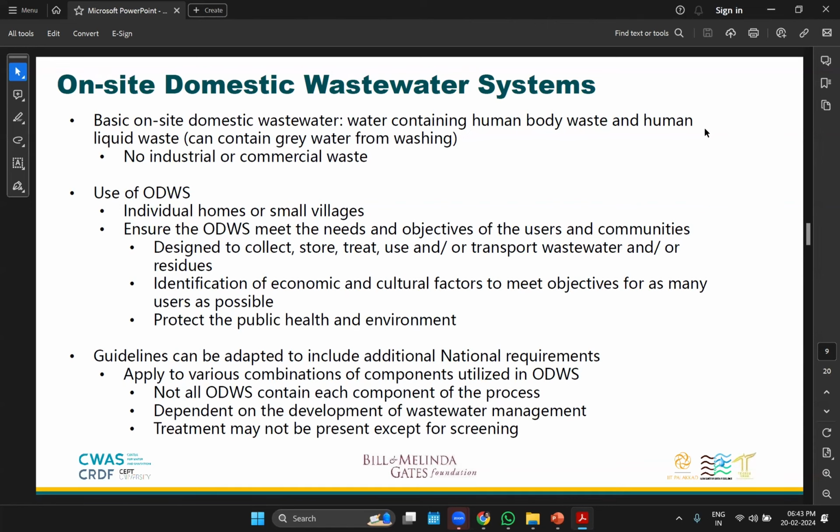In terms of guidelines, because this is a management guideline, these can be adapted to include additional national requirements. And the guidelines also apply to various combinations of the components that will be discussed, because not all components are necessarily used in every on-site domestic wastewater system. It depends on the development of the wastewater management within the community, and treatment, in fact, may not include any treatment at all except for screening of solids and discards into the system that cannot be treated properly. Next slide, please.